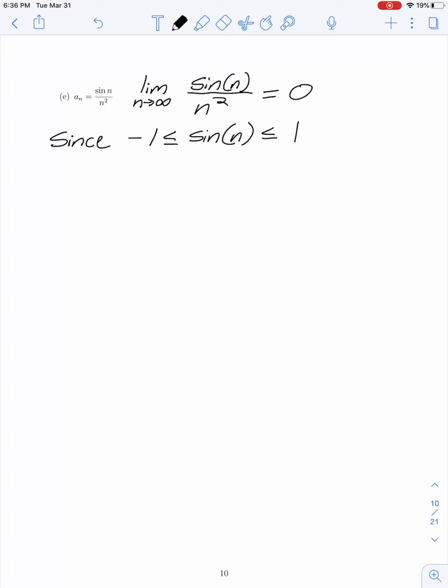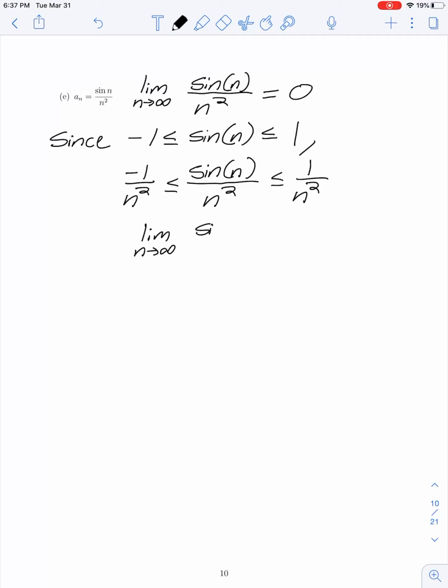And I know that sine of n lies between negative 1 and positive 1 for every value of n. So since the value of sine n lies between positive and negative 1, if I were to take sine n and divide through by n squared, well, it would be greater than or equal to negative 1 over n squared and less than or equal to positive 1 over n squared.